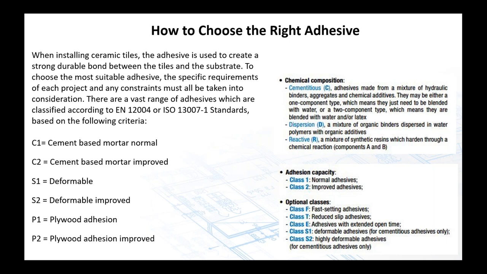Again, some of the mortar designations for ISO. Just keep in mind C for cementitious, D for dispersion or mastix, and R for reactive like epoxies and urethanes.